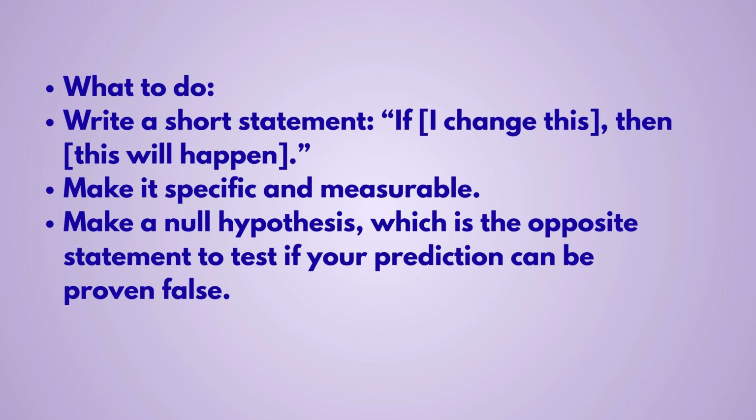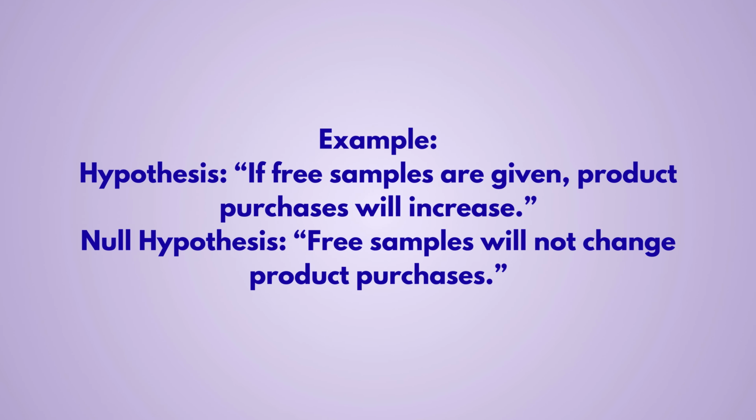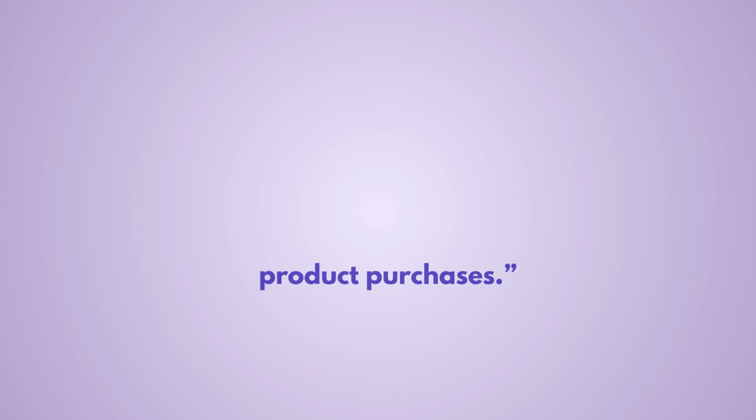What to do? Write a short statement. If I change this, then this will happen. Make it specific and measurable. Make a null hypothesis, which is the opposite statement to test if your prediction can be proven false. Example, hypothesis: if free samples are given, product purchases will increase. Null hypothesis: free samples will not change product purchases.